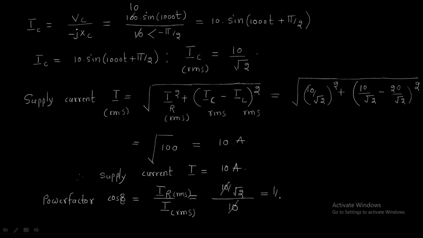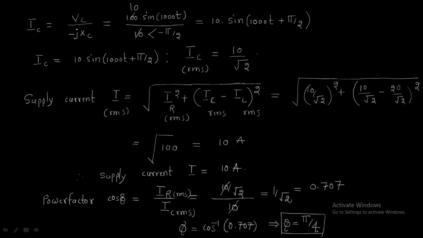1 by root 2 means 0.707. This is the power factor. The power factor angle, if you apply cos inverse of 0.707, you will get phi equal to pi by 4. In order to understand clearly, just draw a phasor diagram, then you will understand very easily what happened inside the circuit.